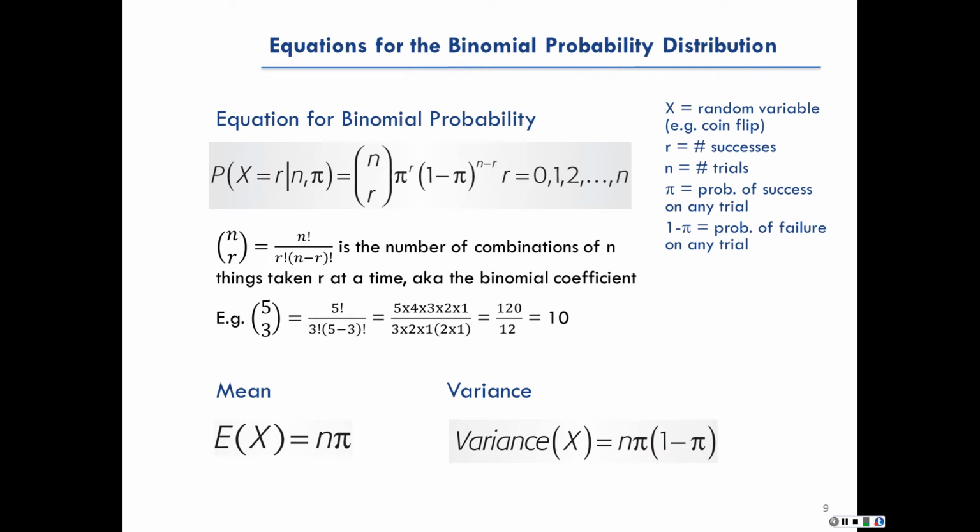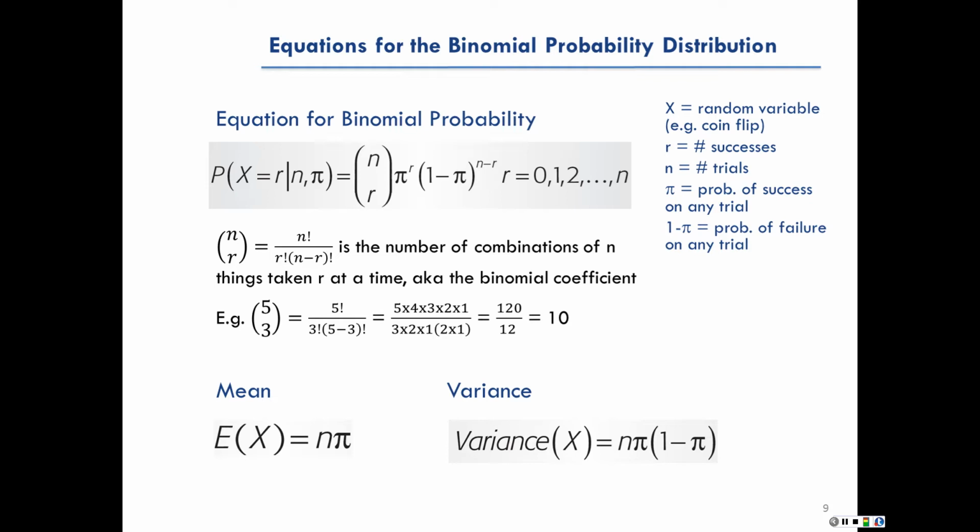So the probability that some variable x equals a set number of successes, conditional on two things: the number of trials, n, and the probability of success on any given trial, which is designated by the letter pi. This is equal to n choose r, in brackets there, that's the binomial coefficient, multiplied by pi to the power of r, multiplied by 1 minus pi to the power of n minus r, for any given number of successes r ranging between 0 and n.